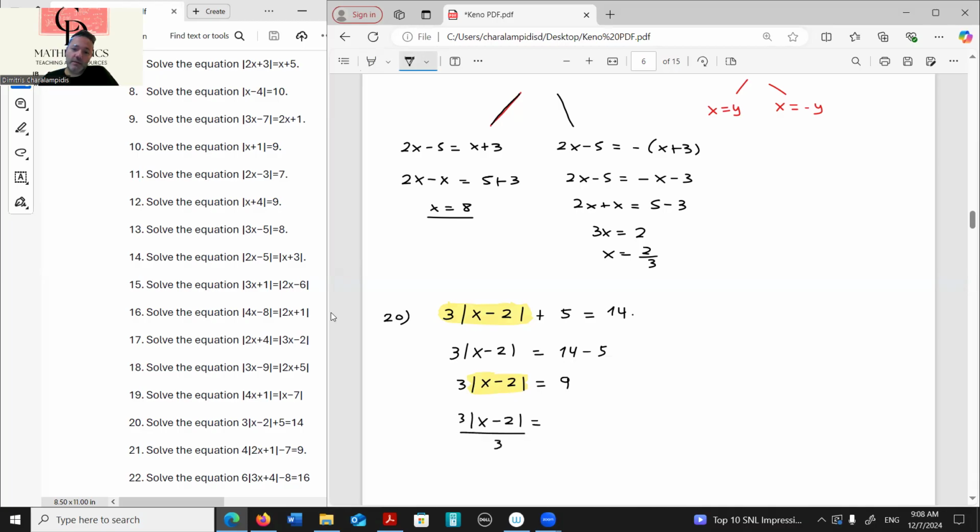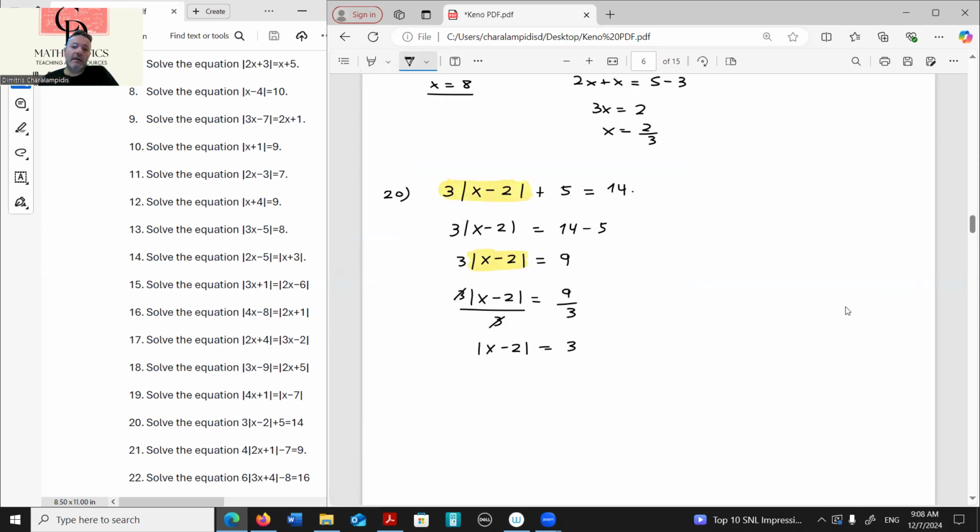Let's do that in detail. I did that because these are cancelled out. So absolute value of x minus 2 is equal to 3. And now I can apply my theory. So x minus 2 is 3, or x minus 2 is negative 3, which means that either x equals 3 plus 2, so x is 5, or x is negative 3 plus 2, x is negative 1. Both should be accepted.